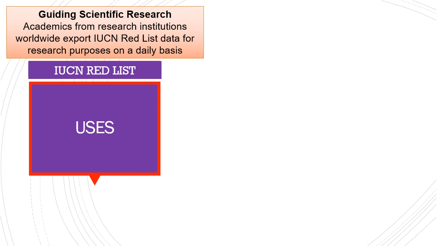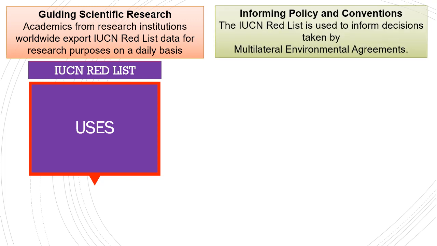Now, what are the uses of the red list? Now, it helps guide scientific research. Say, academics from research institutions worldwide export IUCN red list data for research purposes on a daily basis. It is so very much needed to guide proper research into the threatened species.